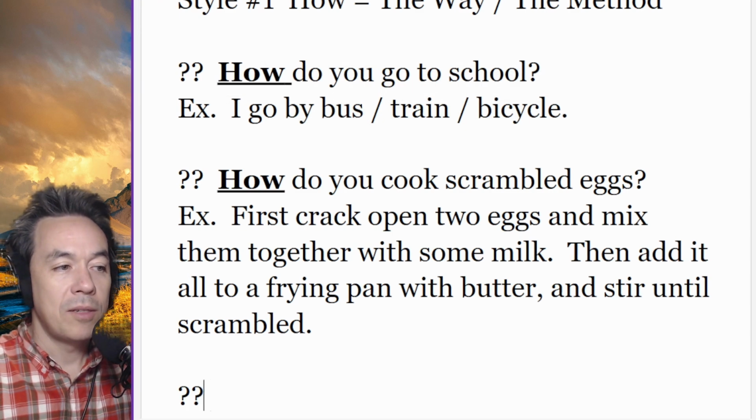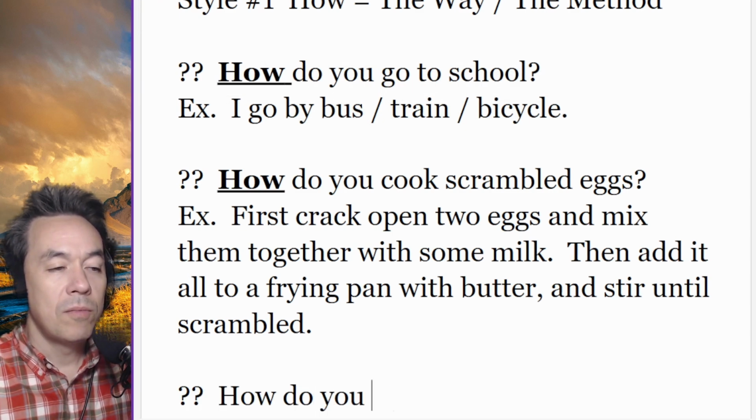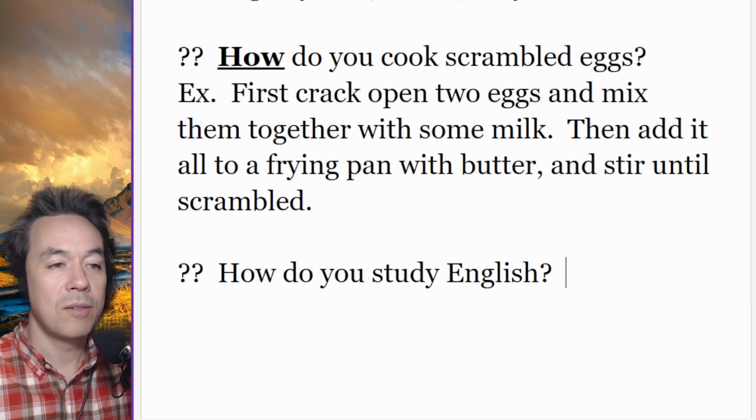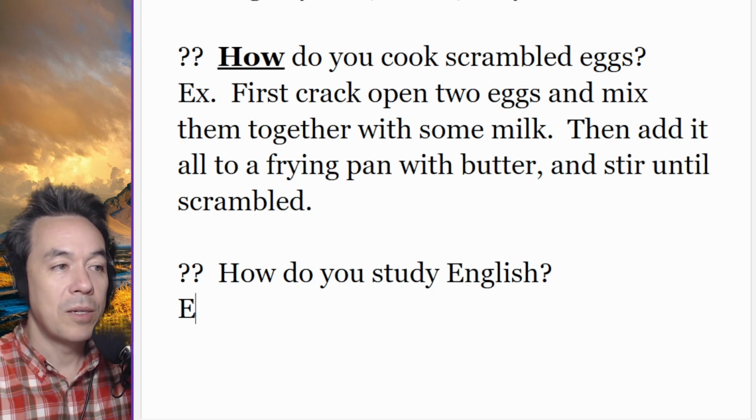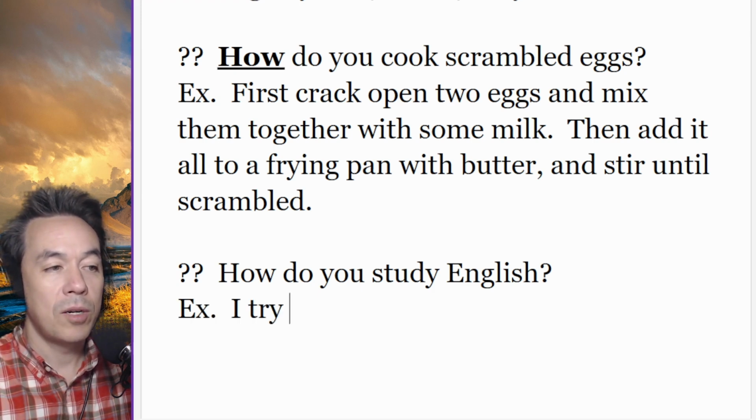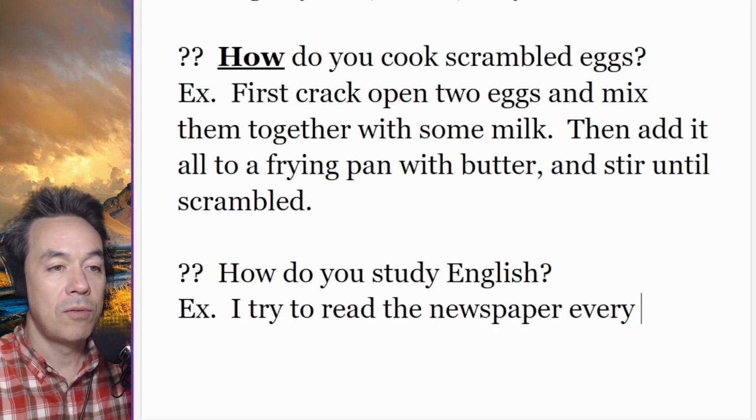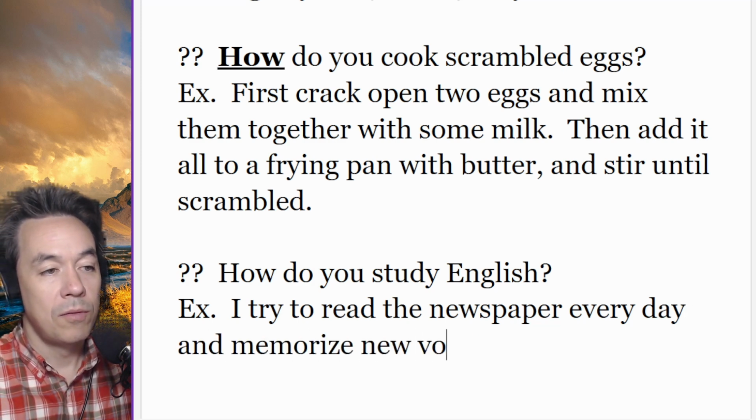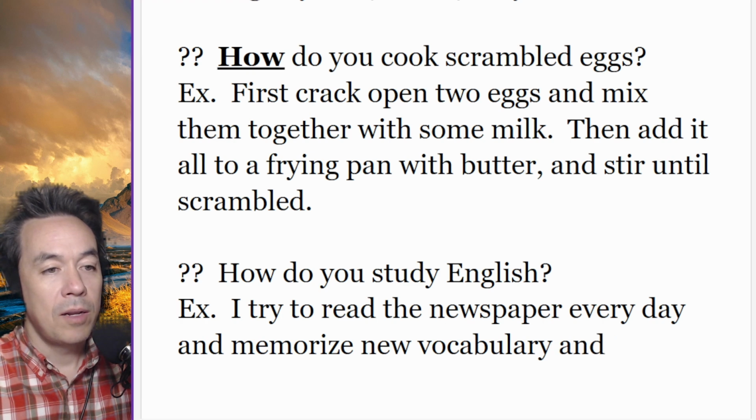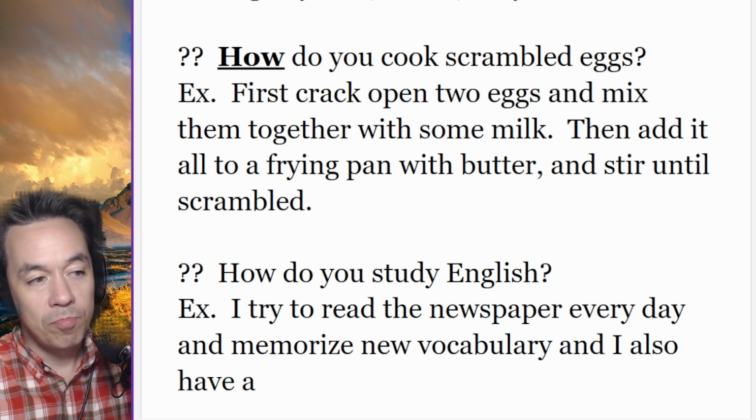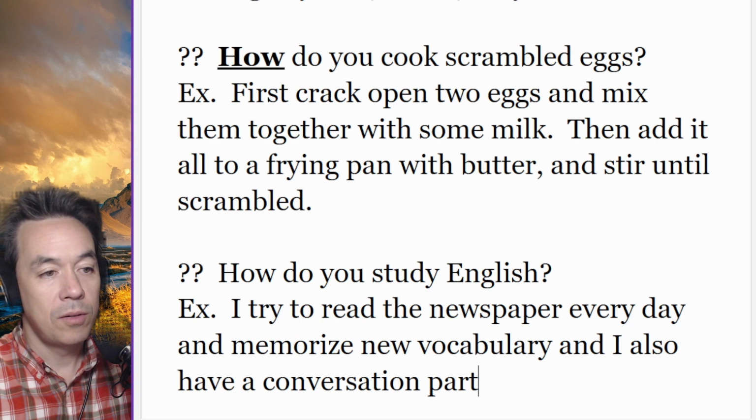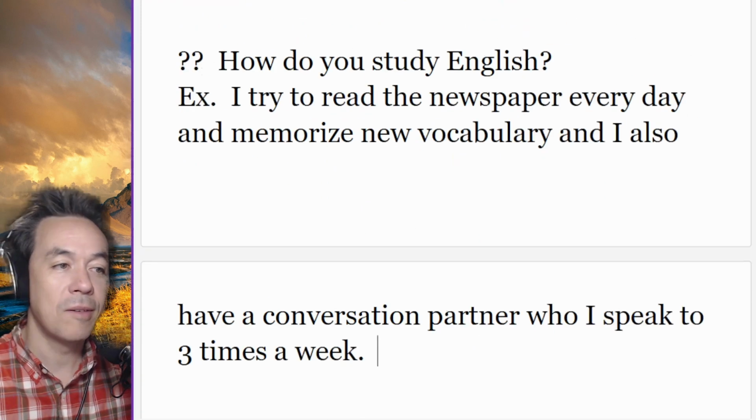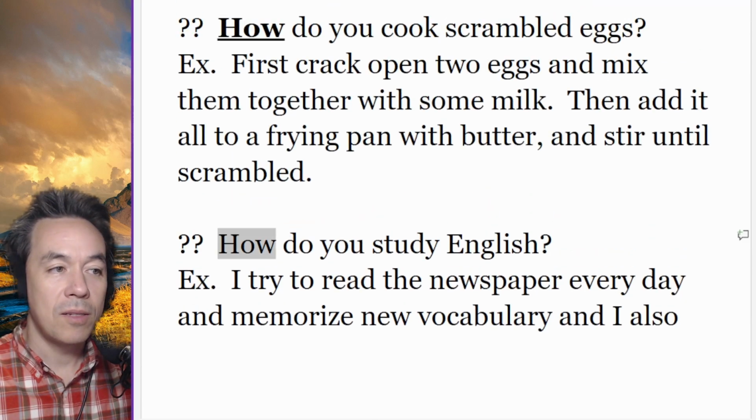And even more complicated, you could say, how do you study English? Like, well, that's a good question. There's many different ways. I try to read the newspaper every day and memorize new vocabulary, and I also have a conversation partner who I speak to 3 times a week. Okay, so yeah, really it gets pretty complicated, this how.